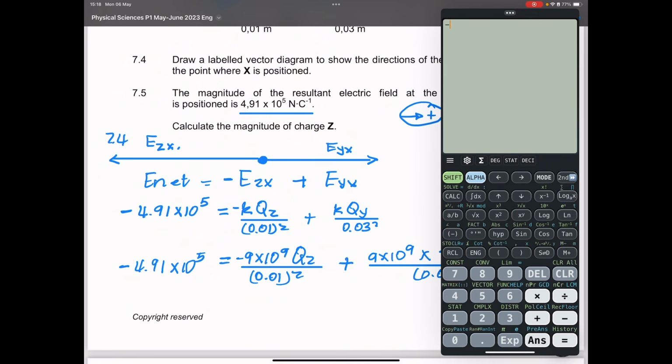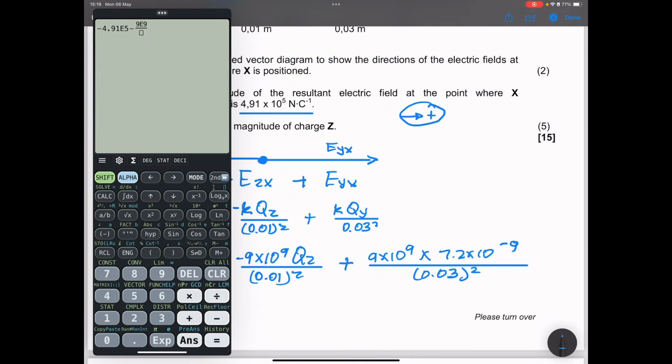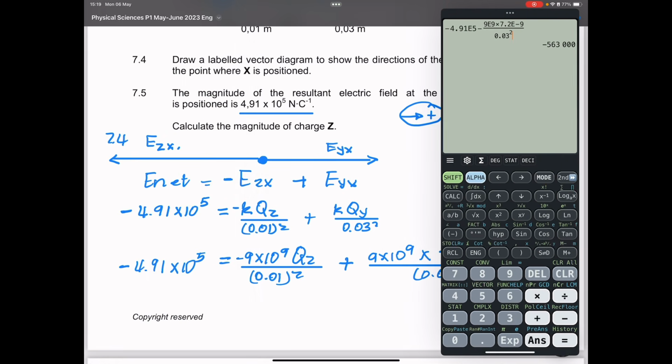So I'm going to say negative 4.91 exponent 5. I'm going to subtract from it, now remember, I've got that 9 exponent 9, so that entire fraction over there, multiplied by 7.2 exponent negative 9, divided by 0.03 squared. Right, so I get that answer there, negative 563,000. That is equal to that entire fraction.